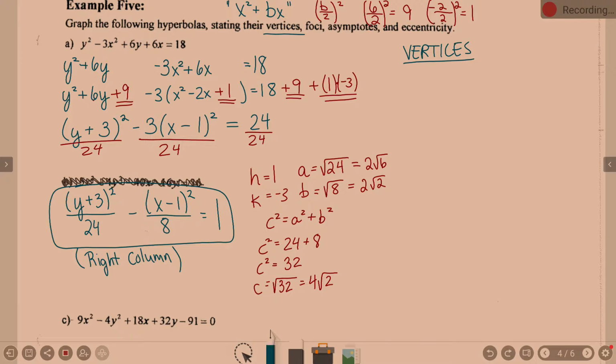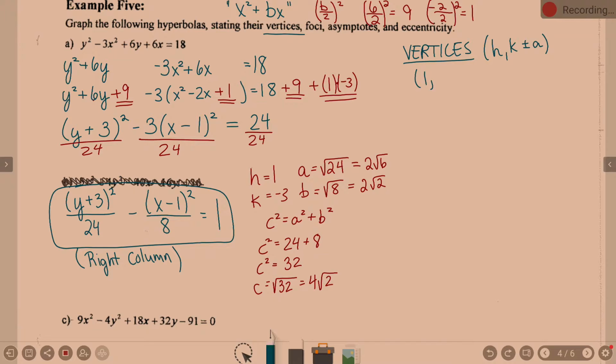Okay, vertices. The formula I'm using is H. Which way are we? We are right column, so am I correct in thinking it's H, comma, K plus or minus A? Yes.